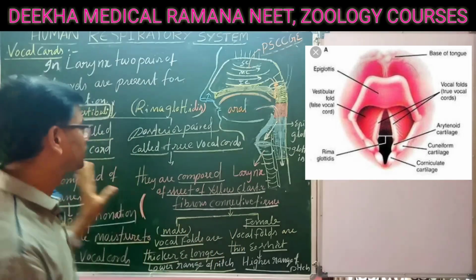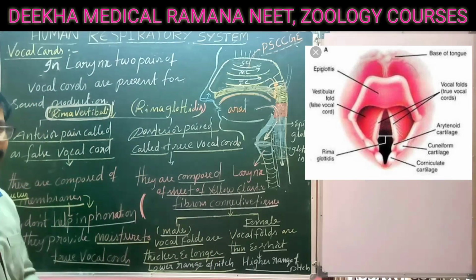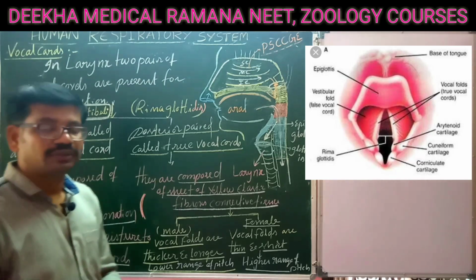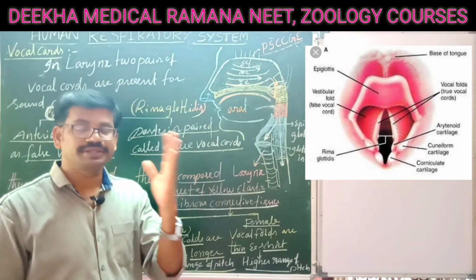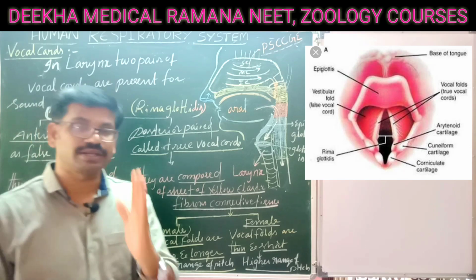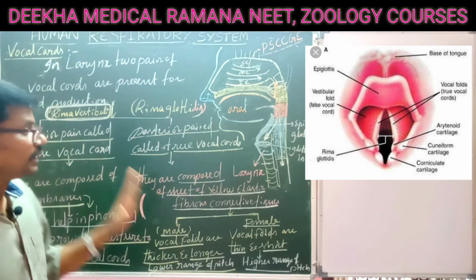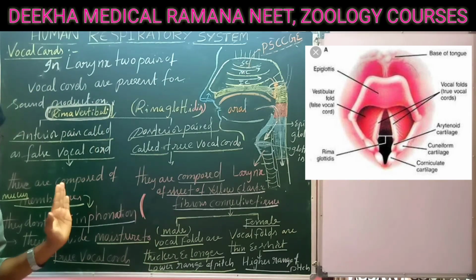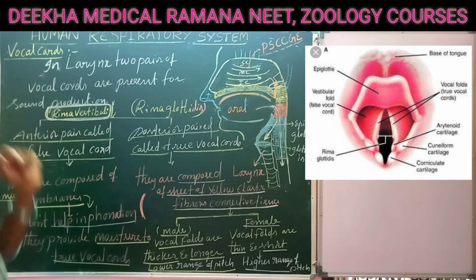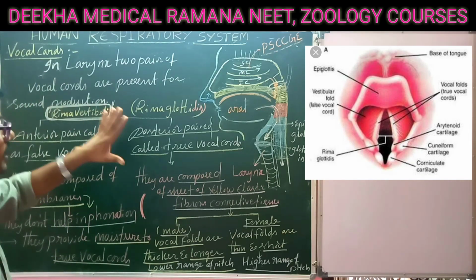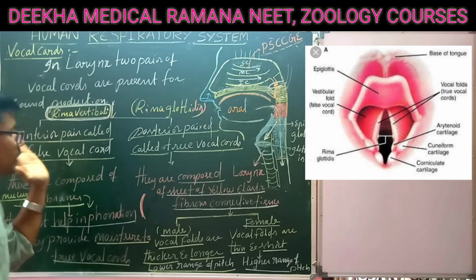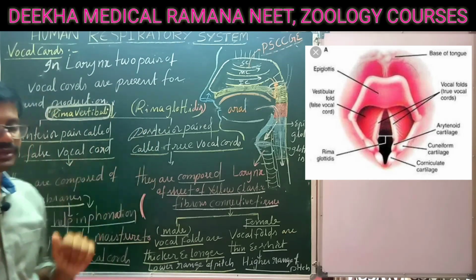I hope you understand the complete information regarding the larynx. The larynx, also known as the sound box, is supported by 9 cartilages. 3 are unpaired cartilages, 3 are paired cartilages. Along with that, a special feature of the larynx is the presence of vocal cords. These vocal cords are majorly 2 types: one is an anterior pair, second is a posterior pair.